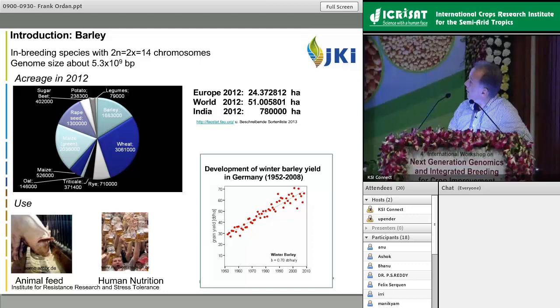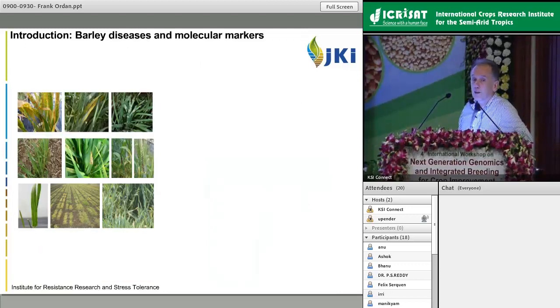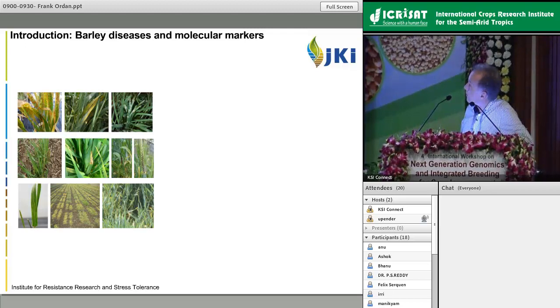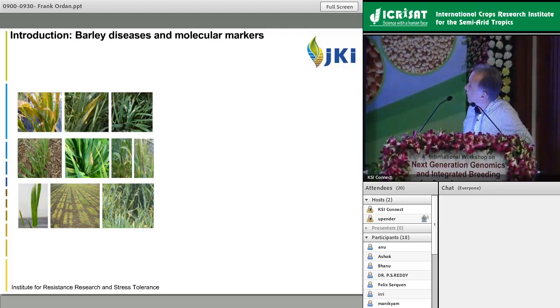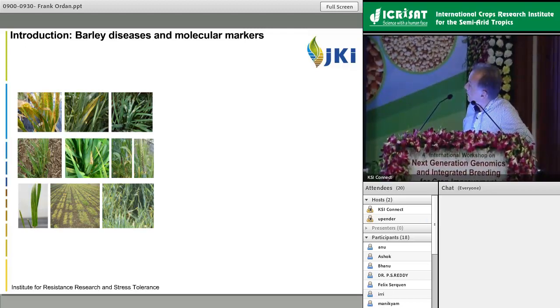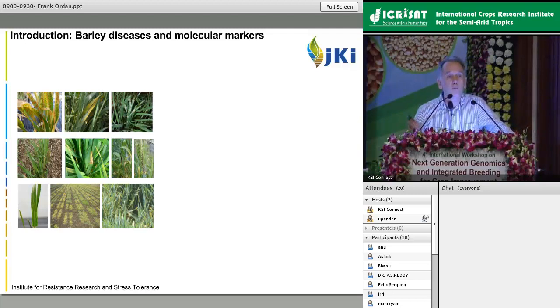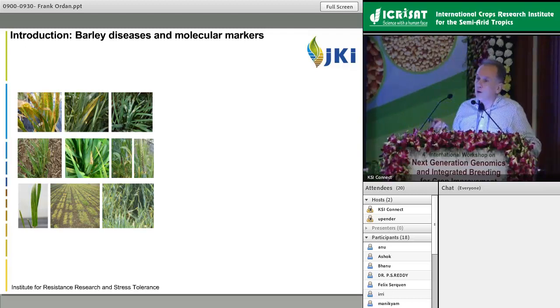However, each year, severe yield losses are caused in barley by fungal and viral pathogens. For example, leaf rust, stripe rust, mildew, net blotch, scald, barley mite, barley yellow mosaic virus, and barley yellow dwarf virus. Therefore, breeding for resistance to avoid these yield losses and to contribute to a consumer and environmentally friendly barley production is of prime importance.